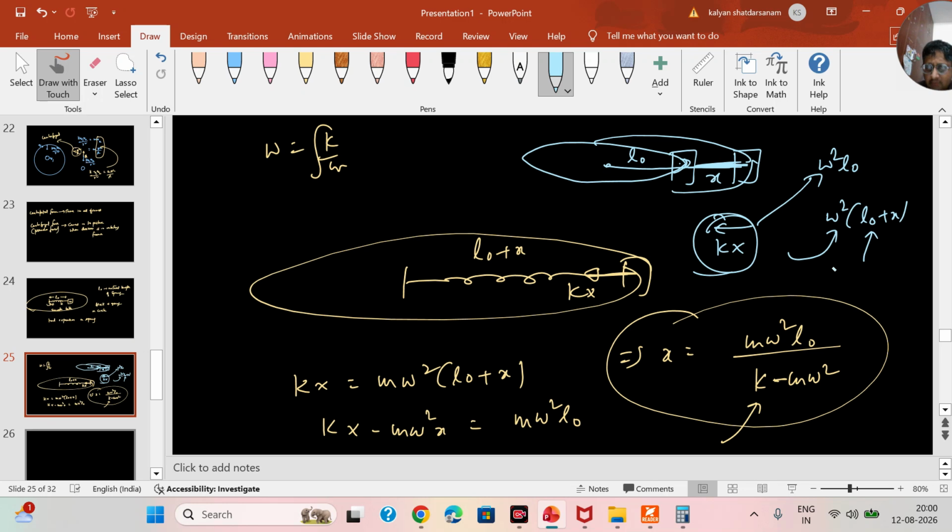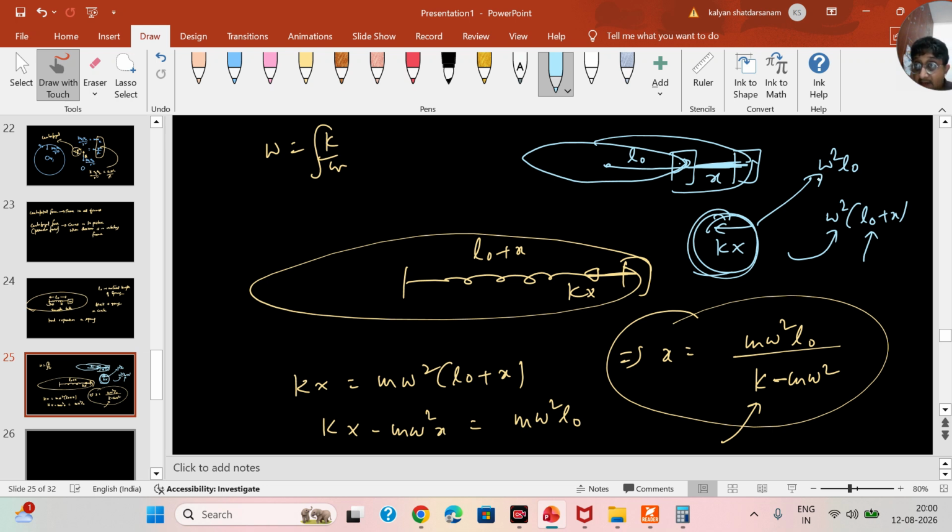So initially the block was trying to go in a certain circle, let us say of radius L naught, the natural length of the spring. How will it go in a circle? There must be some centripetal force. But the spring is at natural length, so how can the spring support the block? It cannot. So the spring says, go a bit further, expand me so that I can exert a force on you and create omega square L naught. The block went farther, spring force became kx, trying to create omega square L naught.